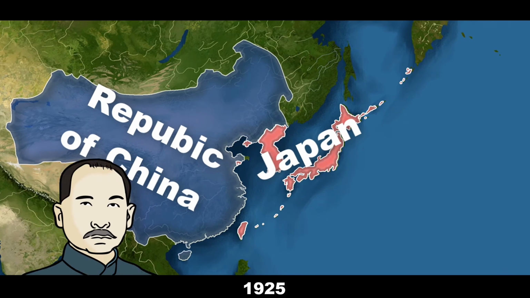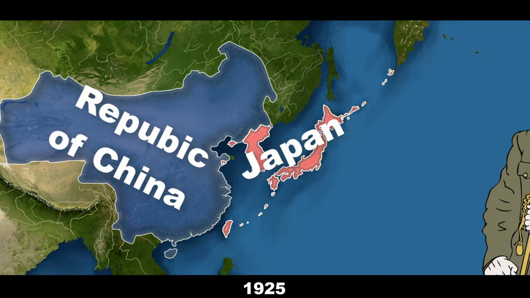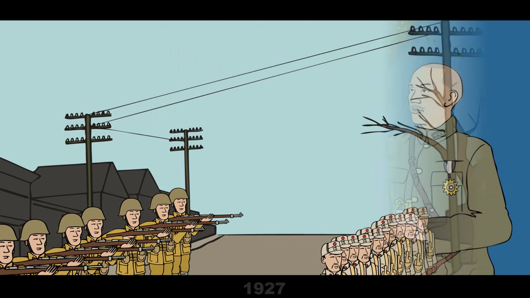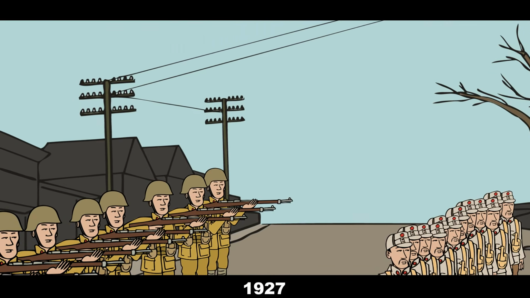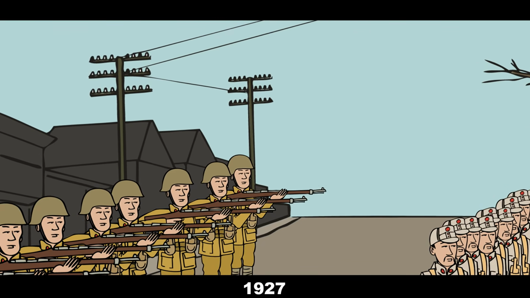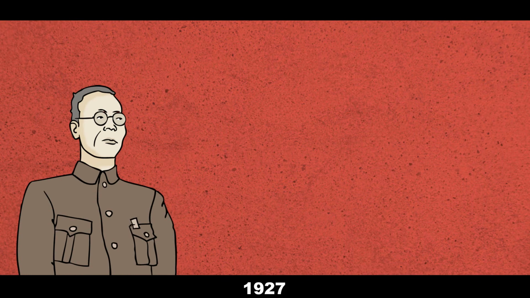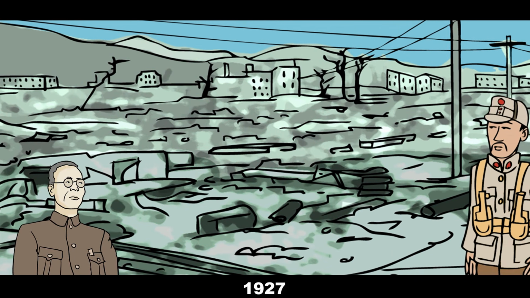In 1925, Sun Yat-sen died, leaving China in the hands of Chiang Kai-shek, who 2 years later initiated what was known as the White Terror in response to a communist plot to overthrow him. This resulted in the deaths of thousands of members of the CPC. In the aftermath, communist leaders Li Lisan and Mao Zedong began waging a guerrilla war against the Kuomintang.